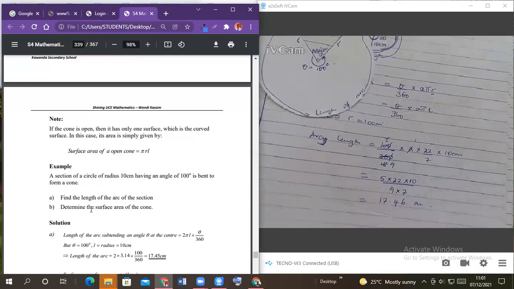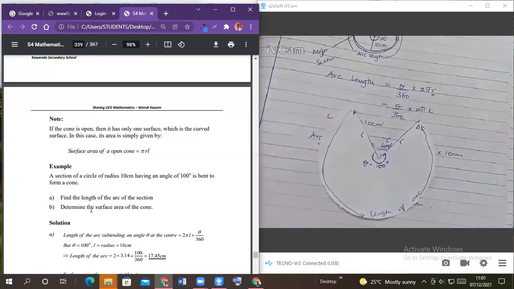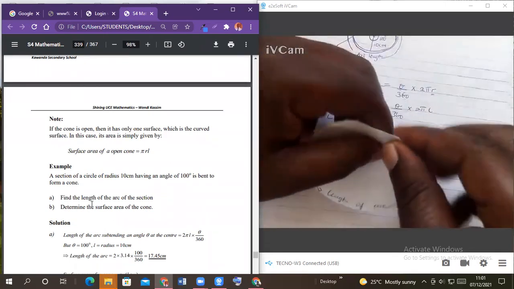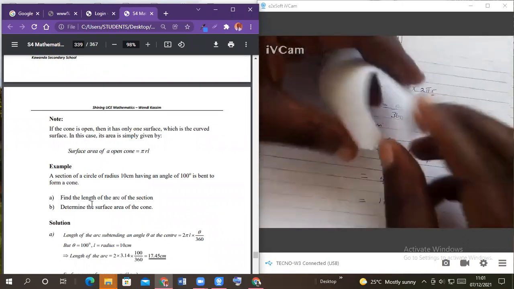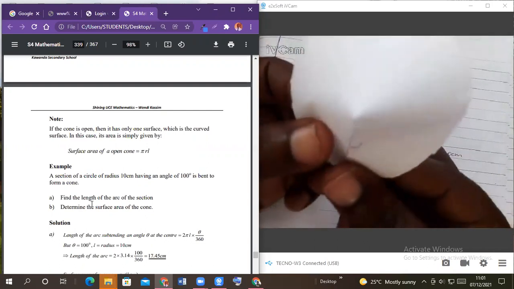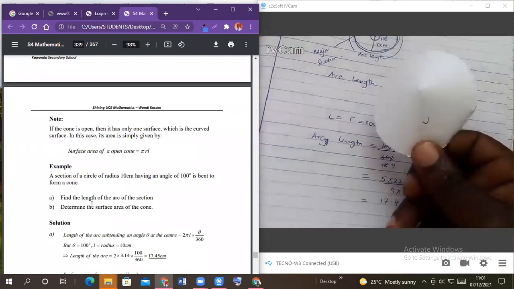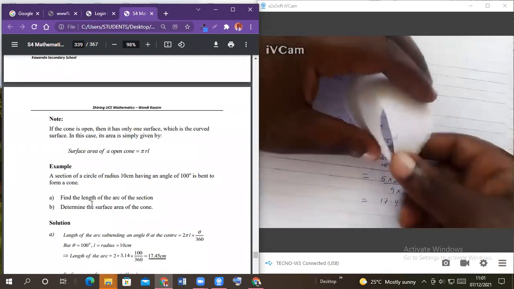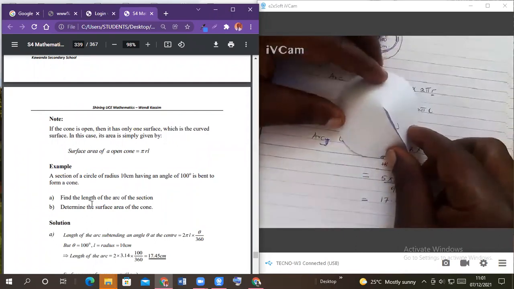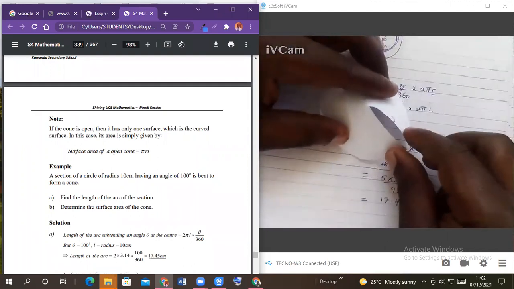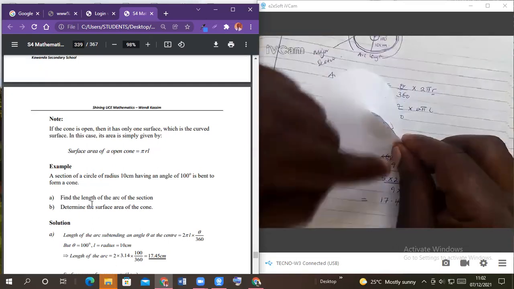And then the other thing is to determine the surface area of the cone. Now this cone is simply not covered. So this would be my cone. If I join it up, that would be my cone. I don't have glue. If I have glue, I can fix it here like this, and I'll form this cone like this. So now this is the length. They're asking me to find the surface area of this cone, and the surface area of this cone is only the area of the curved surface.